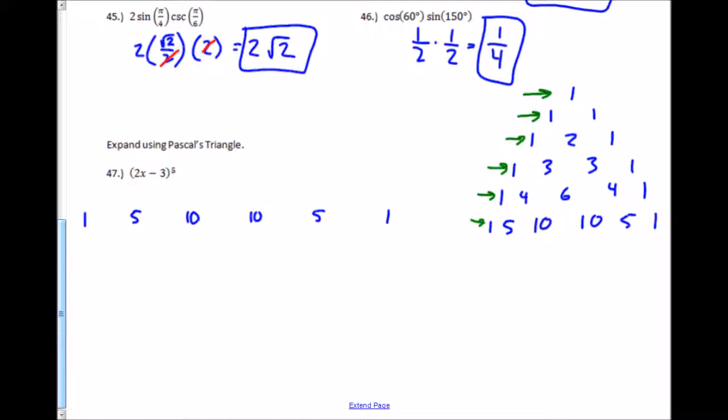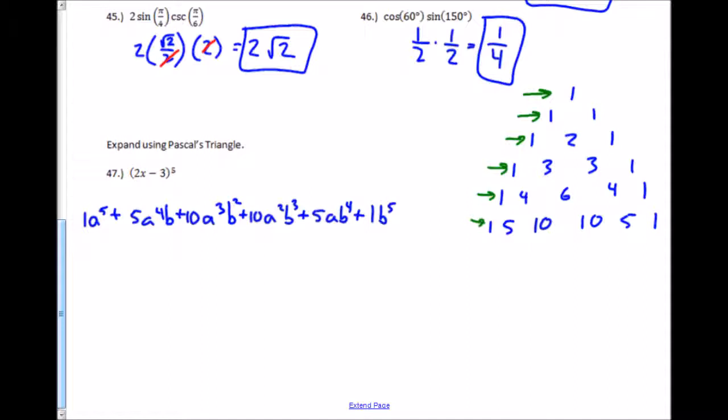Since this is to the fifth, I do a to the fifth and I count down. And then a to the 0, I don't write an a value. The b values, I do the same thing, but I go in the reverse order. So this is b to the 5th, and then to the 4th. And then no b value at all because it's b to the 0. And then I just slap plus signs in between. All right, so this is my initial setup. All right, this is going to be my expanded version.